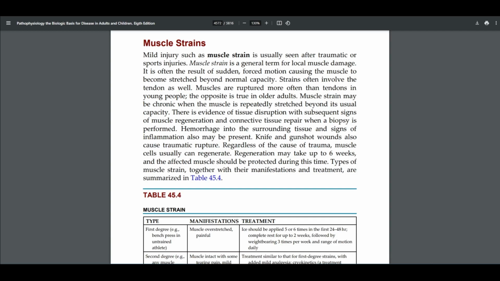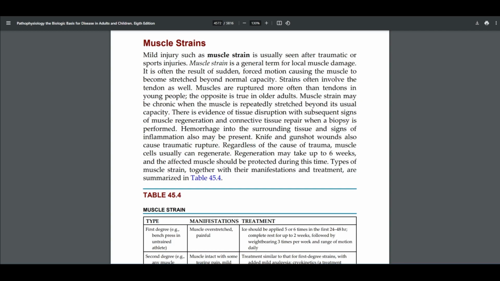That leads us to a muscle strain. Mild injury, such as muscle strain, is usually seen with traumatic or sports injuries. Muscle strain is a general term for local muscle damage. It is often the result of sudden, forced motion, causing the muscle to become stretched beyond the normal capacity. Strains often involve the tendon as well.